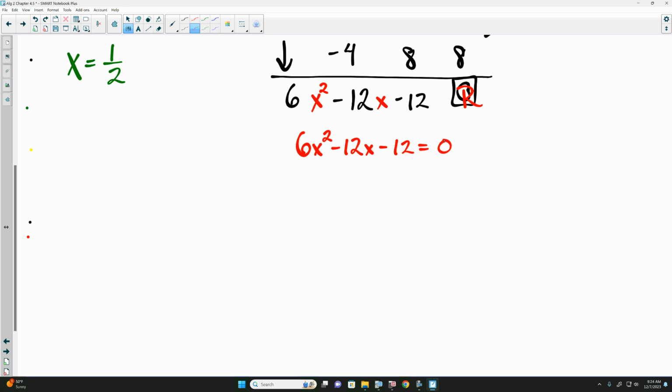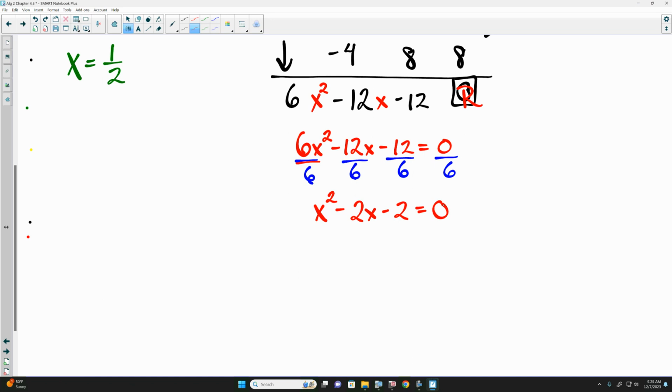If there is a greatest common factor, a number that is divisible by every single term, get rid of it. And we're going to divide the whole thing by 6. Even the 0. Because our 6x squared divided by 6 is x squared. 12x divided by 6 is 2x. And our 12 divided by 6 is 2, giving us 0.